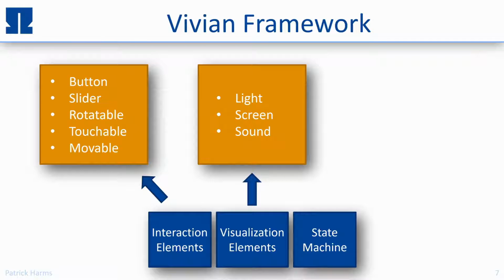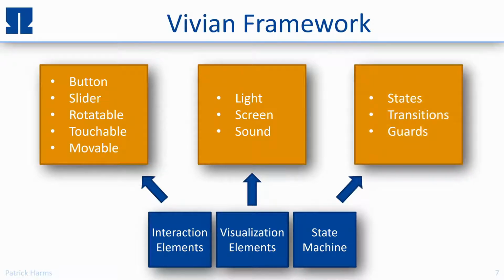And finally, you specify the state machines. These consist of states, transitions, and guards. A state specifies which light is switched on in a certain situation or which content is shown on a certain screen. The transitions specify which state is reached in case the user interacts with some kind of interaction element.